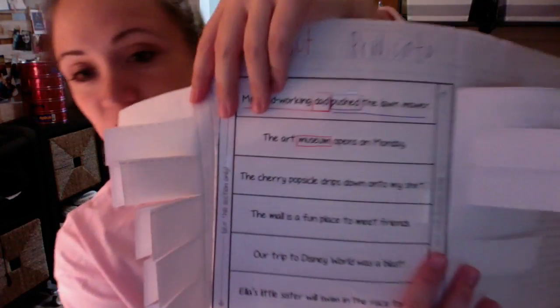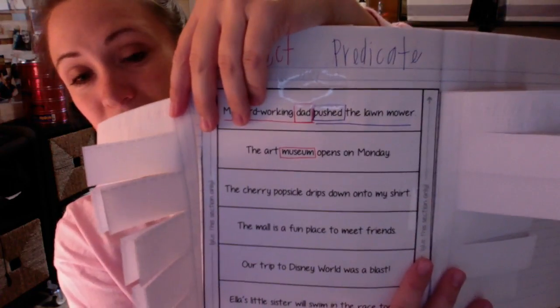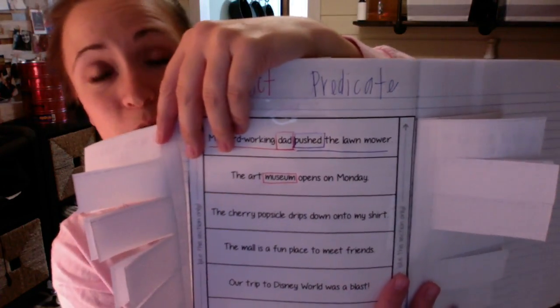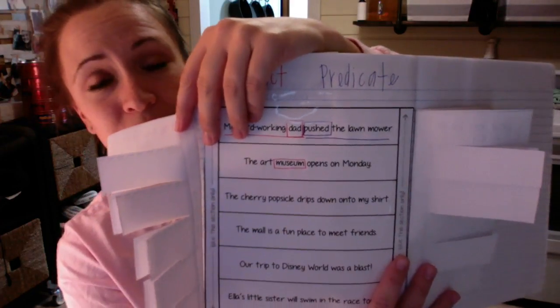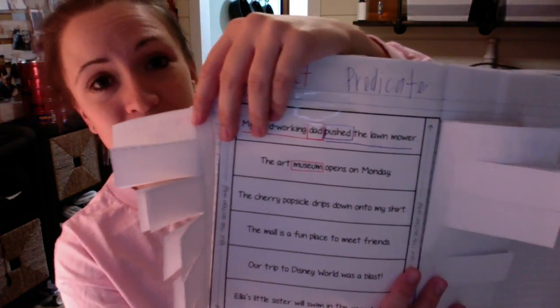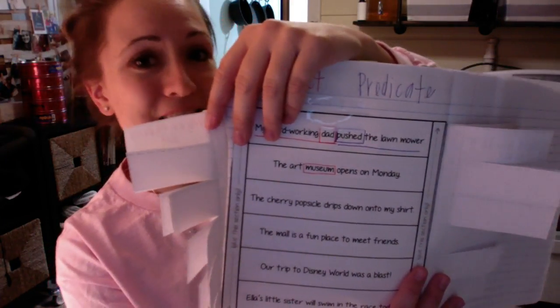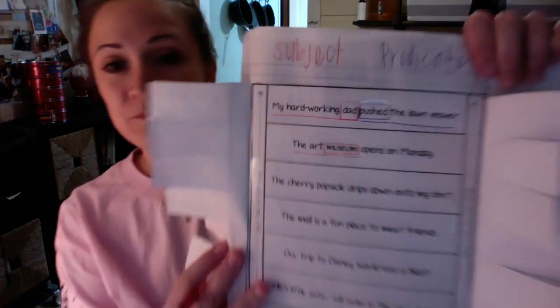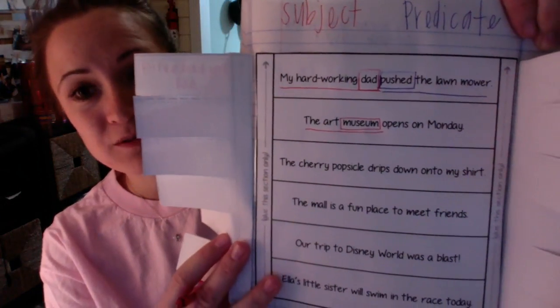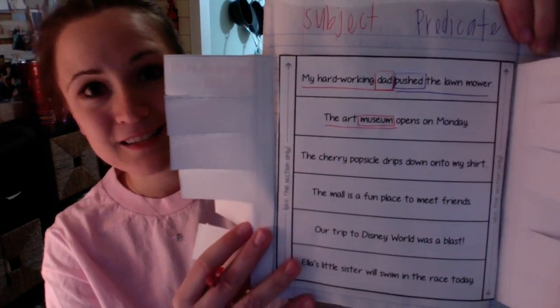Okay. You should have drawn a box around museum. Museum is the simple subject. It is the one word that this sentence is about. Now, if I said what is the complete subject, that would be all of the words that this sentence is about, or that tell us who or what this sentence is about. So in that same sentence, I need you to underline the complete subject. So all of the words that tell us who or what that sentence is about. Okay, so go ahead and underline it in your book. You should have underlined the art museum. That is the complete subject.